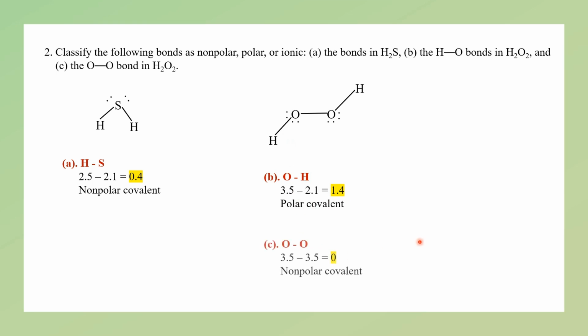The next type is the bond between oxygen and oxygen. The difference is 0, so it is non-polar covalent. So oxygen and oxygen is non-polar covalent. Oxygen-hydrogen bonds are polar covalent. But in H2S, both bonds are non-polar covalent, no polarity.